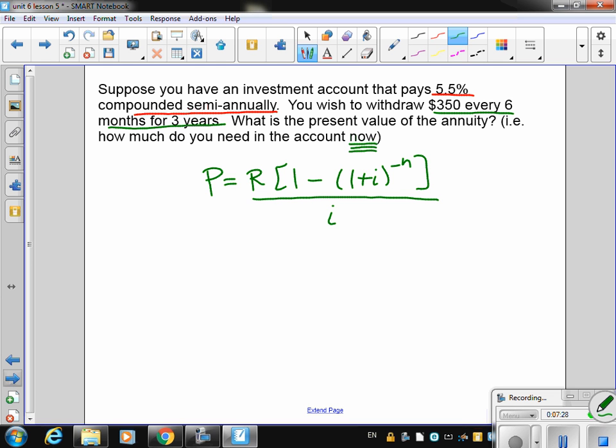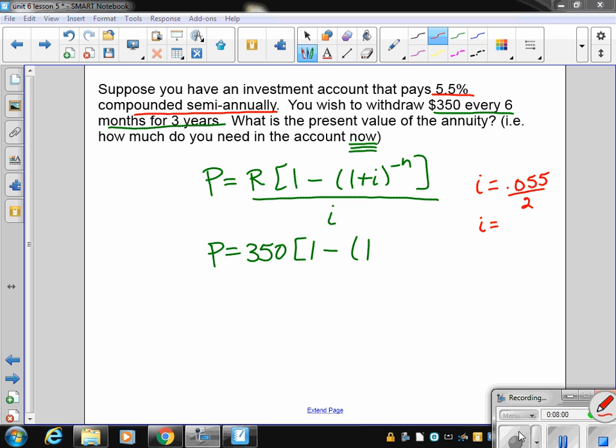How much do I need now if I want to regularly withdraw $350? I need an interest rate of 5.5%, but it's compounded semi-annually. So I'm going to change that yearly rate of 5.5%, that's 5.5% as a decimal, and divide it in half because it's a semi-annual rate, which we've seen before, which is 2.75%.